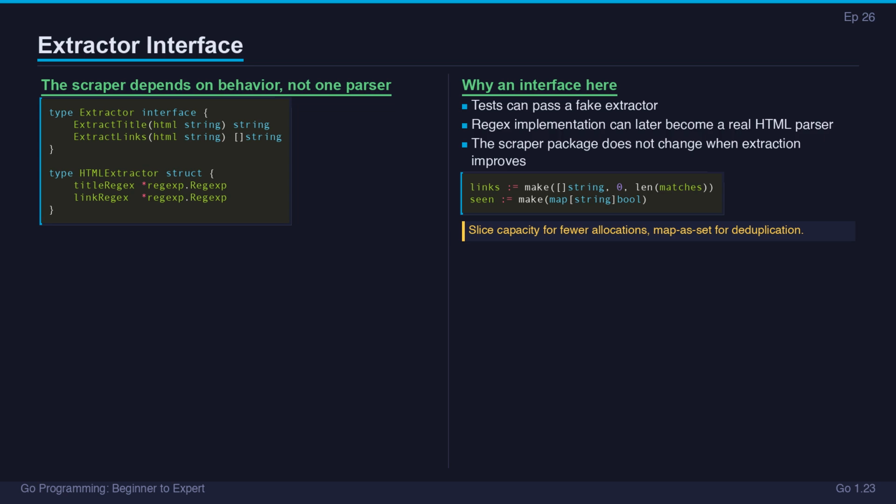It only cares about the interface that lets tests provide a fake extractor. It also lets us improve the extraction implementation later without rewriting the fetching and concurrency code. Notice the slice and map pattern in link extraction. We presize the slice based on the number of matches, and we use a map to deduplicate links. That combines two earlier lessons: efficient slices and maps as sets.